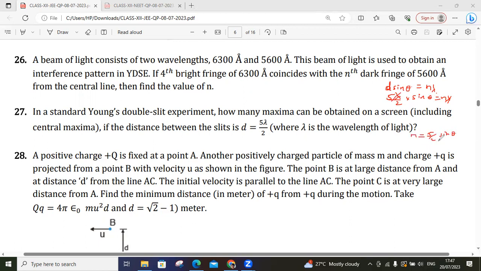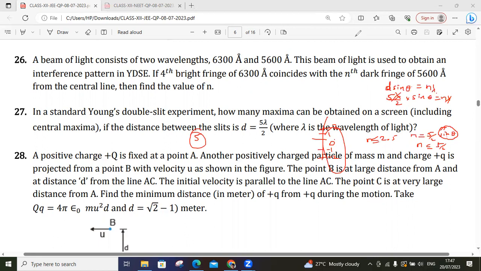They're asking how many maxima will come. So sin theta's maximum value is 1. So n is less than or equal to 5 by 2, that is 2.5. So n equal to 0 is possible on the screen, n equal to 1 is possible, n equal to 2 is possible, n equal to 3 is not possible, minus 1 is possible, minus 2 is possible, minus 3 is not possible. So 5 maxima are possible. Okay, so it's over.